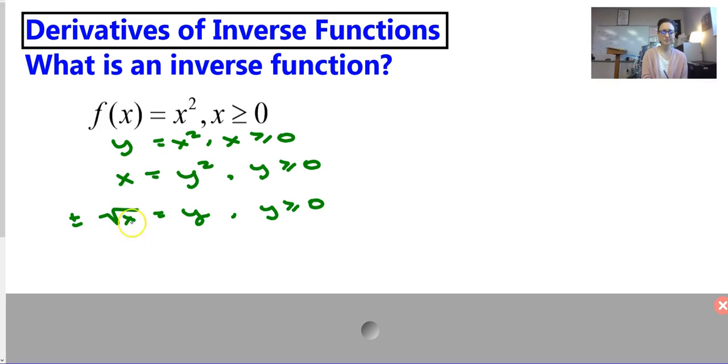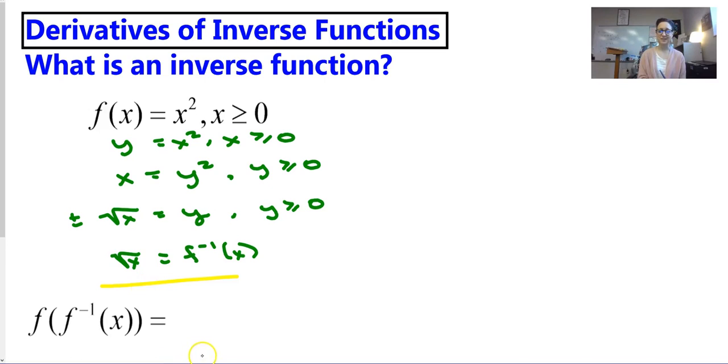So which branch do we want? Well, we want the positive branch because we want y's to be positive. So in this case, I'm going to take the positive square root of x, and I'm going to go ahead and call it f inverse of x. And that would be my final answer in an Algebra 2 or a pre-calc class, okay?